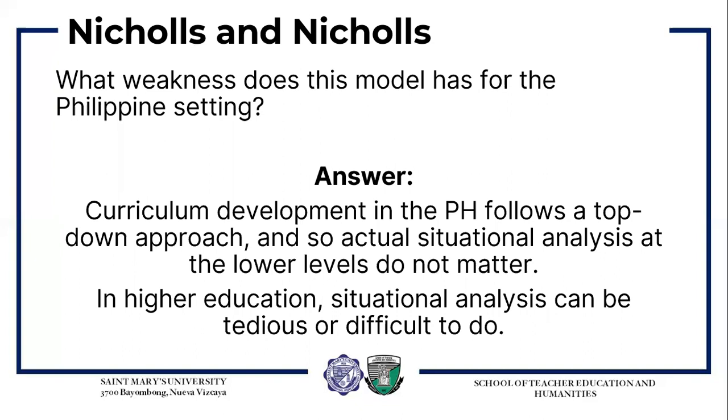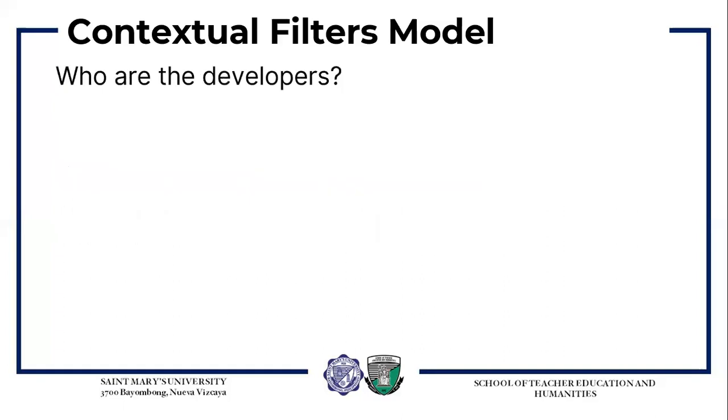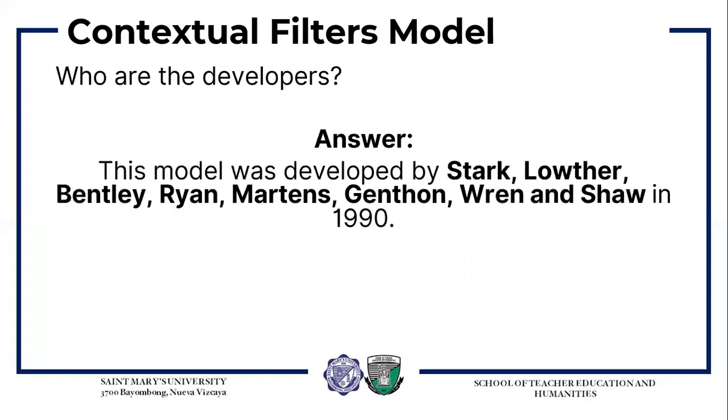The next cyclical curriculum development model that will be included in this lesson is the contextual filters model of course planning. If we look at the title of this curriculum development model, course planning, we already have an idea that this model is mostly applied in higher education or at college levels. So who are the developers? The developers are the following. We have Stark, Lowther, Bentley, Ryan, Martens, Genthon, Wren, and Shaw in 1990.